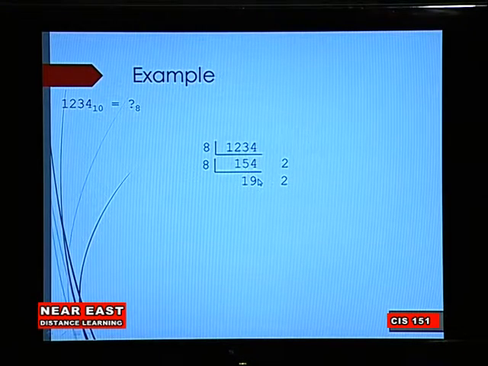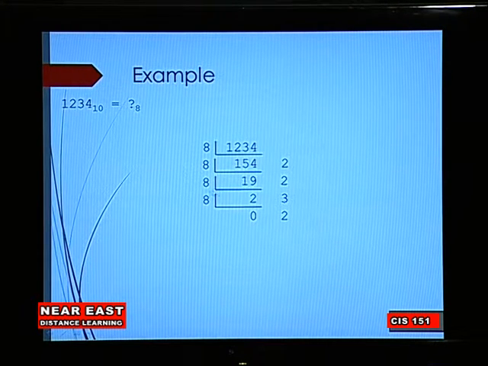Again, we divide 154 by 8, and the result will be 19. But the remainder, we have to keep it as well, which is 2. Then we divide 19 again by 8, which is 2, and the remainder is 3. So we keep the remainder for each step that we divide.